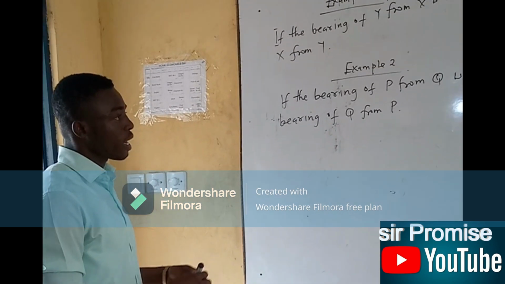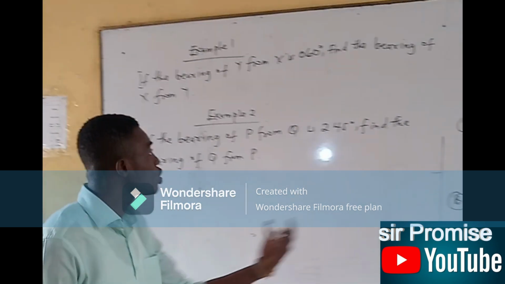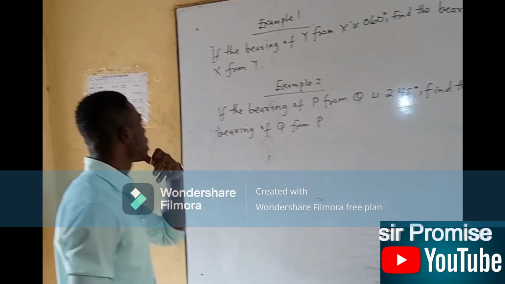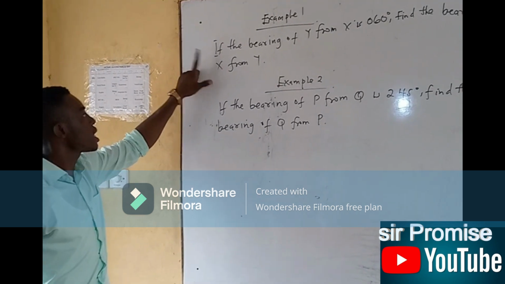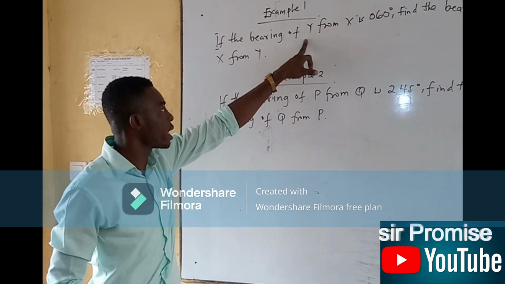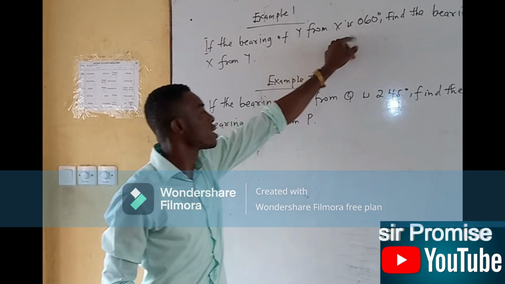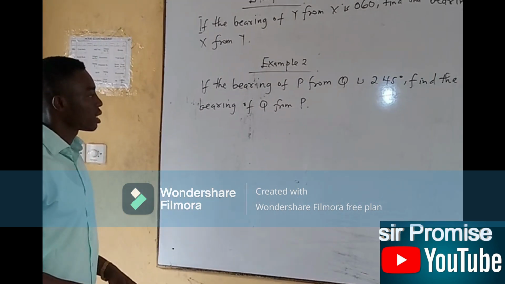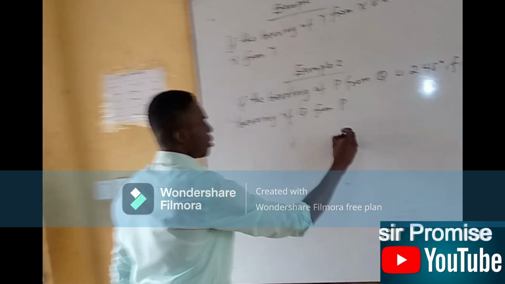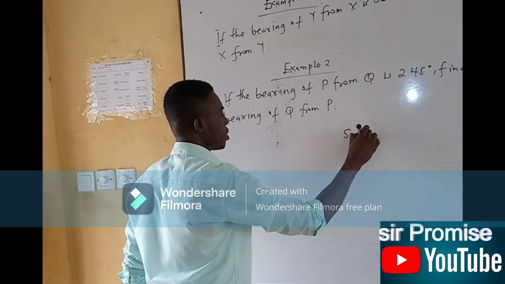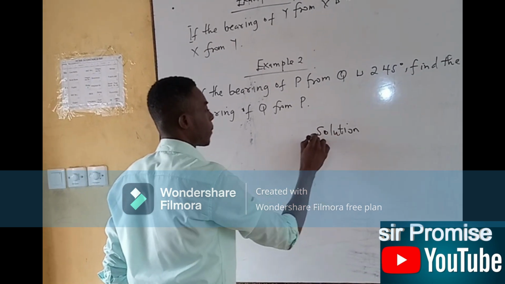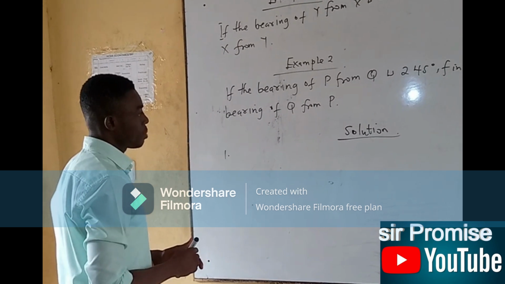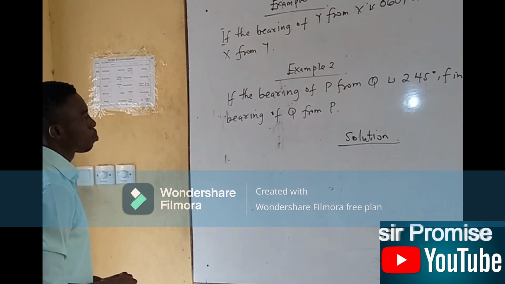Okay, so let's take examples according to the rules. We have two examples that go by the rules that we stated. The first one says that if the bearing of y from x is 60 degrees, find the bearing of x from y. So let's solve the first one. Solution to the first example. Let's make a sketch of it and see.